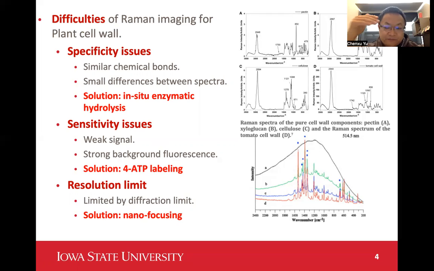And also there's a resolution limit issue, because the spatial resolution is limited by the diffraction limit. And we developed nanofocusing, although I'm not going to talk about that in this talk. That's something that is under work right now.